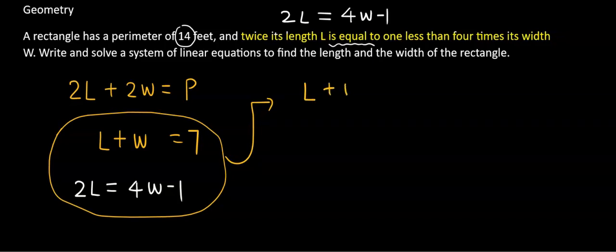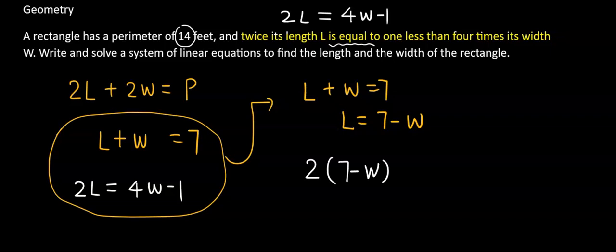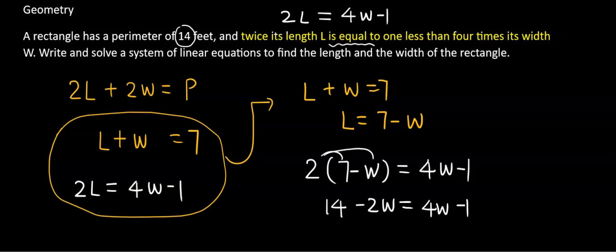L plus W equals 7 means L is 7 minus W. Then I'm going to go to this other equation here. Let's use white ink: 2 times L becomes 2 times (7 minus W) is 4W minus 1. So distribute: 14 minus 2W equals 4W minus 1. We're going to add 2W to each side. We have 6W minus 1 equals 14. We're going to add 1 to each side.